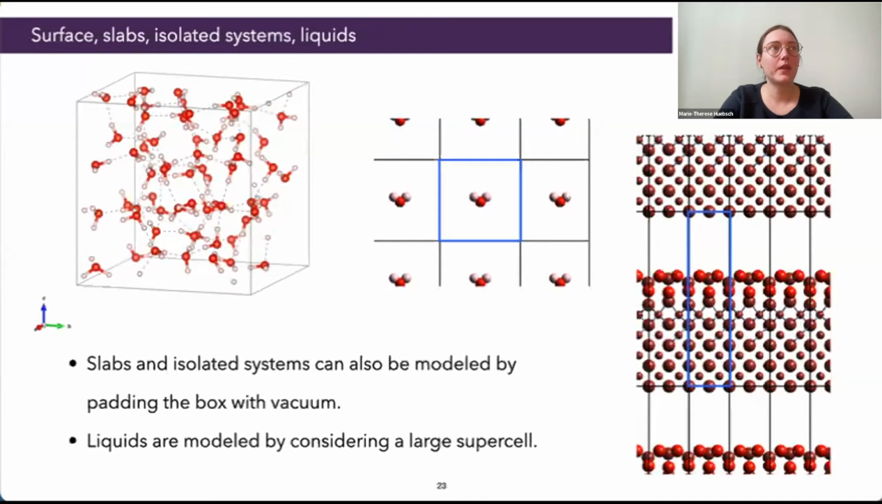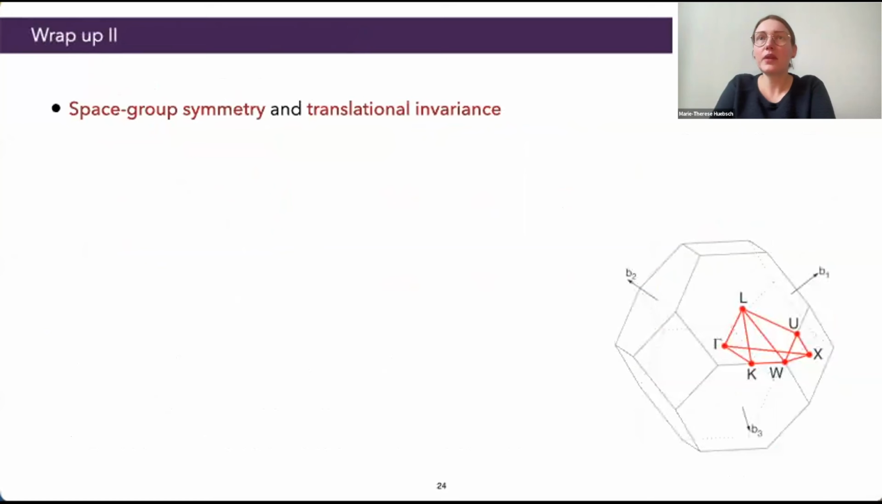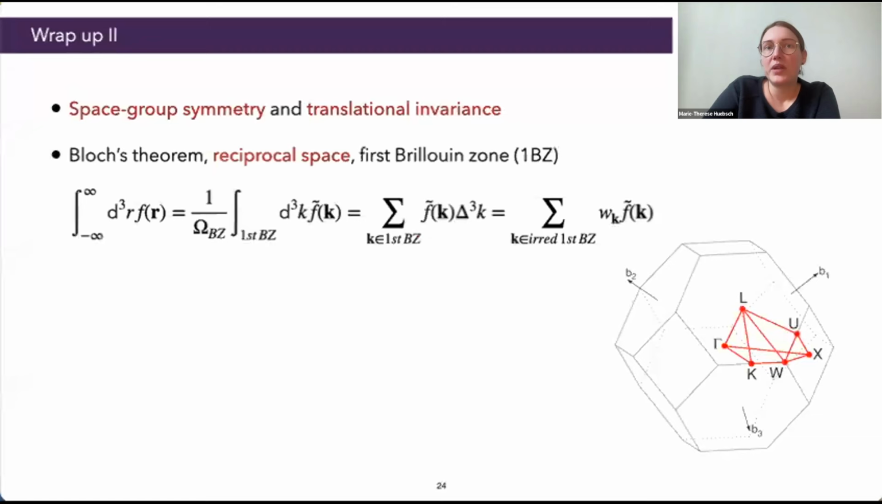Okay, let us wrap up part two. In order to further reduce the computational demand, we have discussed crystal symmetry and translational invariance, which leads to defining the primitive unit cell. We then followed Bloch's theorem and introduced the reciprocal space. In reciprocal space, we define the first Brillouin zone. The crucial point was that we could replace an integral that goes in principle over all of space by a sum over irreducible K points. This allows us to take into account long range interactions, even though we only consider the primitive unit cell of the structure, or some kind of unit cell of the structure, and although it might be infinitely extended.